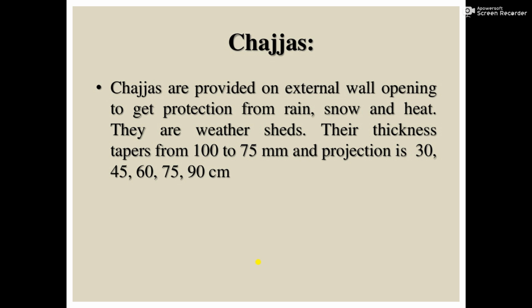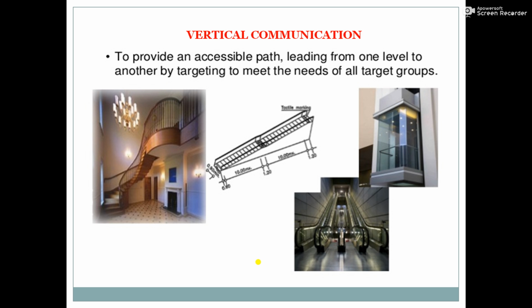So chajjas are the projecting parts above the window or door outside of the wall. वॉलच्या बाहेर विंडो आणि डोअरच्या वरती जो रेक्टँग्युलर प्रोजेक्टिंग पार्ट असतो, that is known as a chajja. So these chajjas act as weather shades which do not allow the entry of rain, snow and heat into the structure.